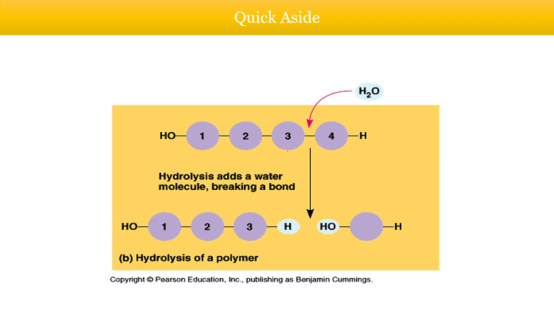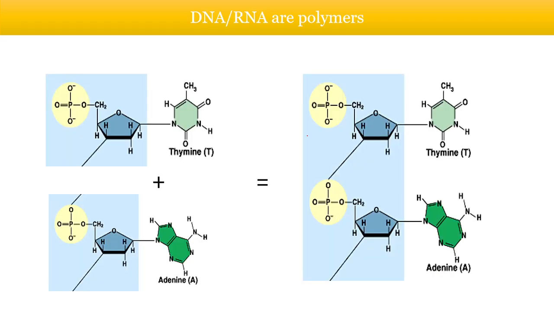Okay, so then comes the breaking down of the particular bond with the water molecule. So that's the hydrolysis of a polymer. Similarly, DNA and RNA are also polymers, where you have, say, thymine and adenine, and you see that there is joining. So how do you get that particular joining?